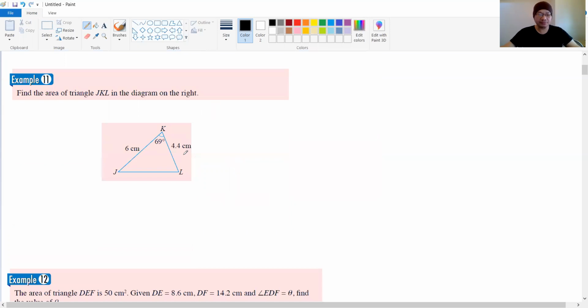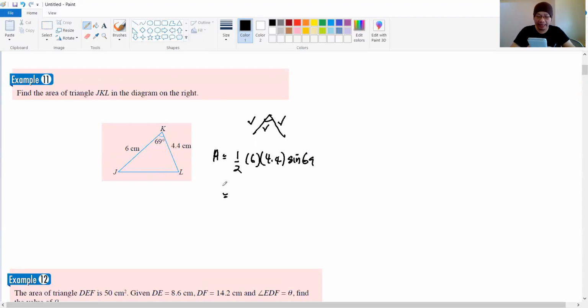Example 11. Now, I have a V shape here. It is a triangle, and I call this a V shape because the length on the left is given as 6, the length on the right is given as 4.4, and the angle in between left and right is also given. So when we have this kind of situation, a V shape, we can find the area. According to the formula, area equals 1/2 times a, 6, times b, 4.4, times sine C, which is the angle 69. Then you compute.